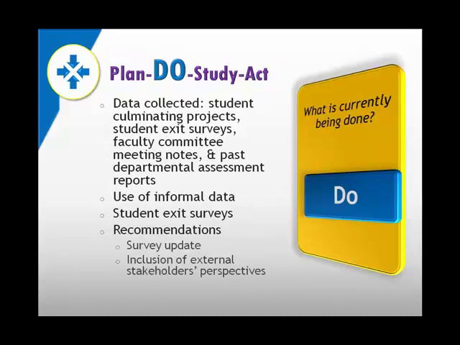The do part of the Deming cycle represents the examination of implementation of the assessment plan. We look for gaps between the written plan and the activities required to implement assessment. Data collected for the annual assessment report included student culminating projects, student exit surveys, faculty meeting minutes, graduate curriculum committee meeting minutes, past department assessment reports.